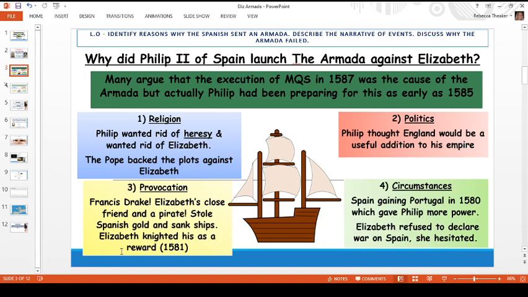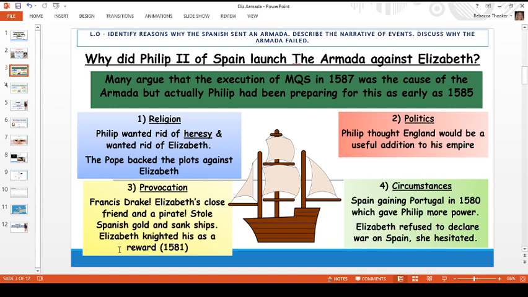Number 3, provocation. If you provoke somebody, that means you're goading them, you're trying to get a reaction out of them. And this is something that Elizabeth quite enjoyed doing. Elizabeth was a little bit of a tease. She quite enjoyed really annoying Philip and Spain, even though she said that she was a queen of peace and that she didn't want war. On the sly, actually, she got her kicks from really annoying the Spanish.